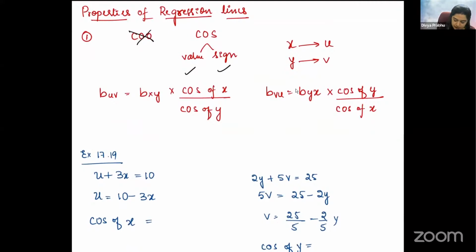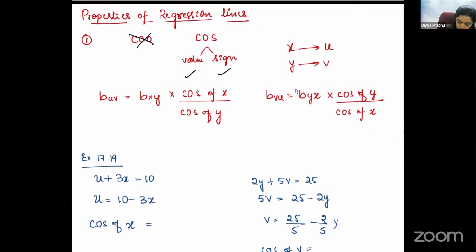Okay. Yes. So now coming to the properties of regression lines. Regression lines mean, based on the regression equation of x on y and y on x, we will have two lines formed. One will be the regression line of x on y, another will be y on x. So there are some 2-3 properties of regression lines. First of all, it is not affected by change of origin, but it is affected by change of scale, which is both value as well as sign.